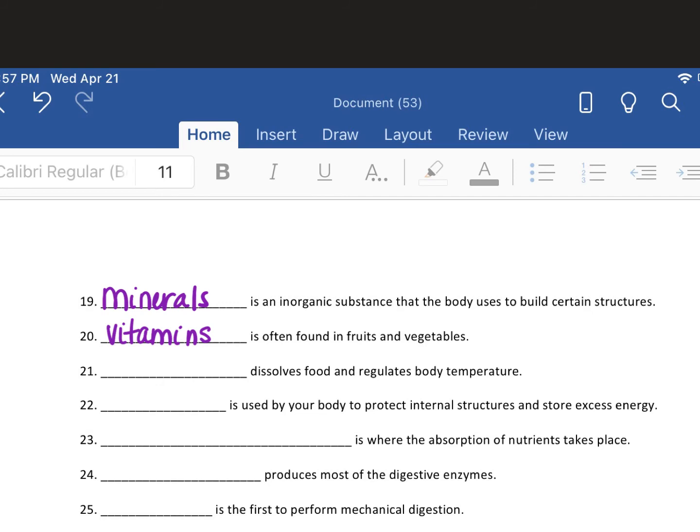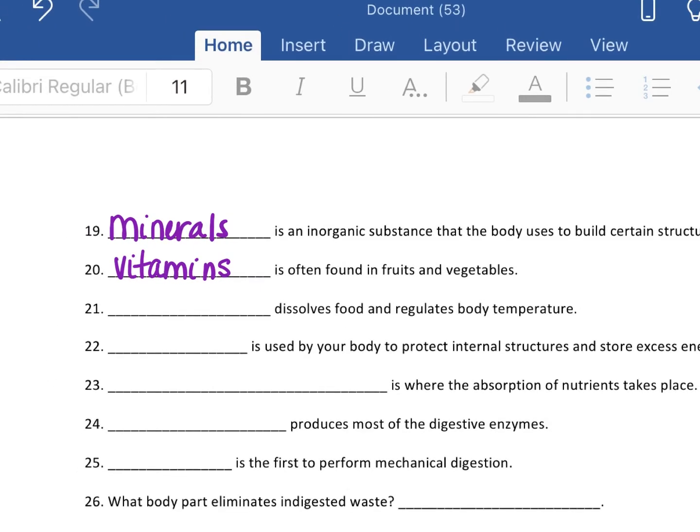Okay. Number 21. Blank dissolves food and regulates body temperature. Water. Water. With a D. Water. How do you spell water?